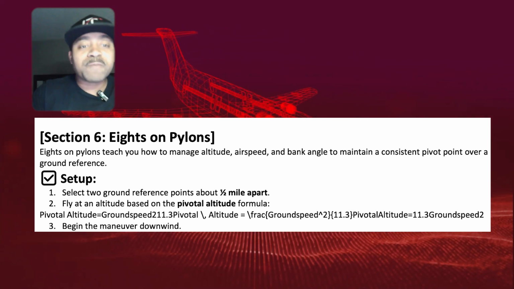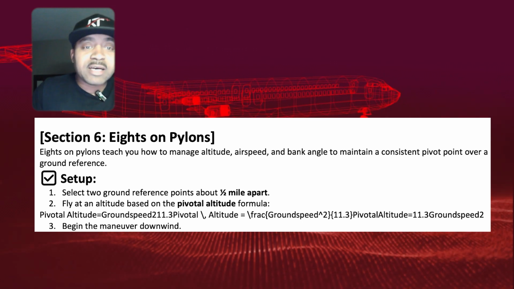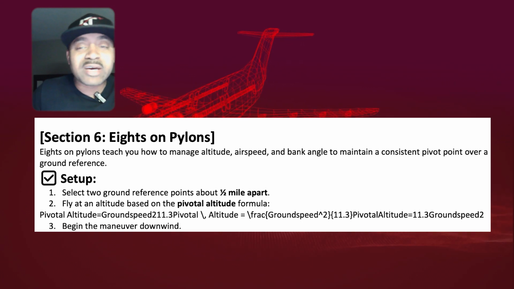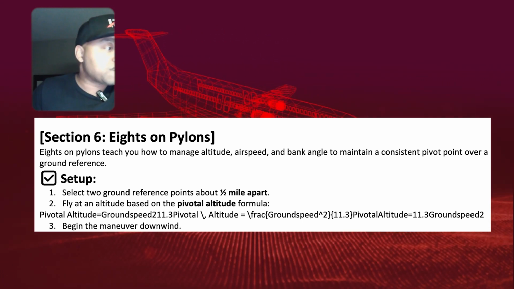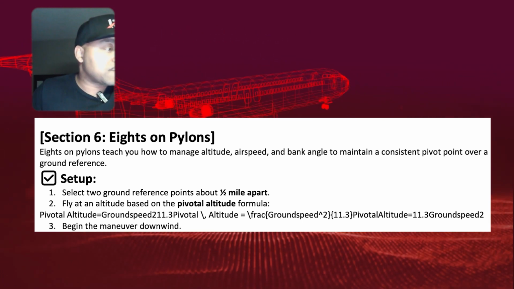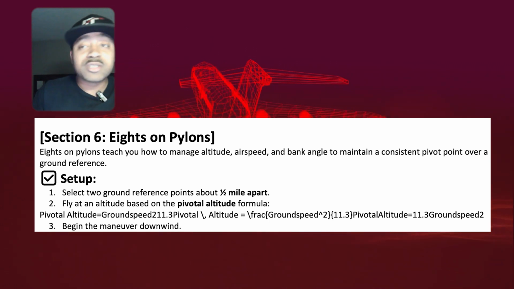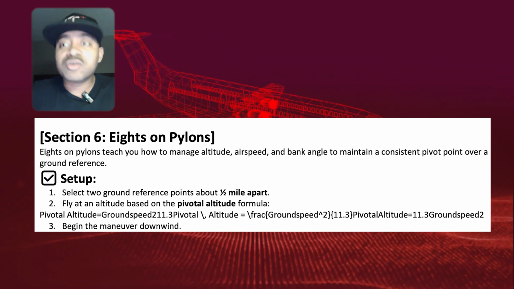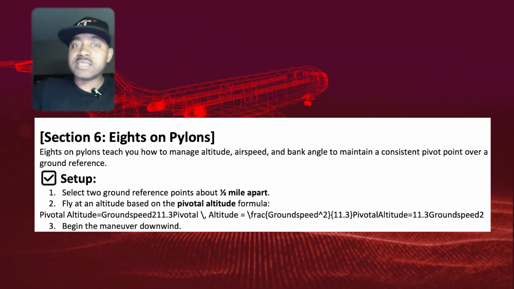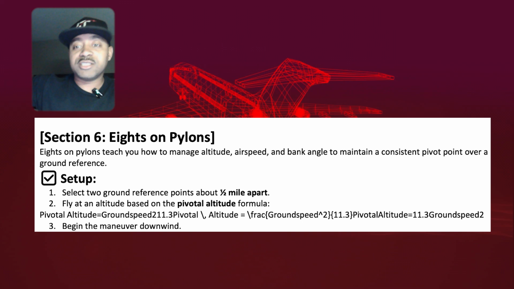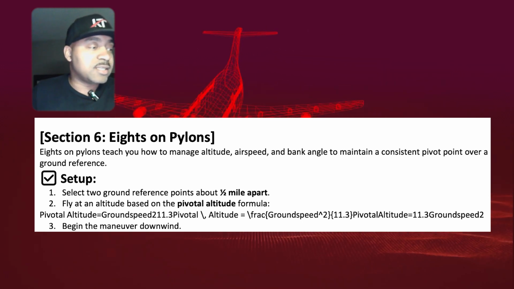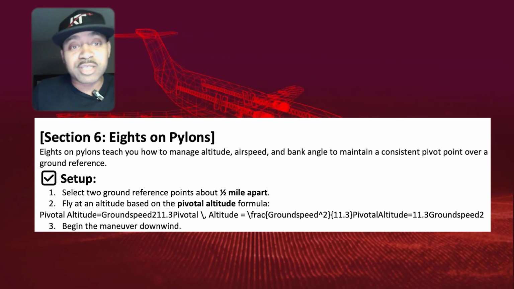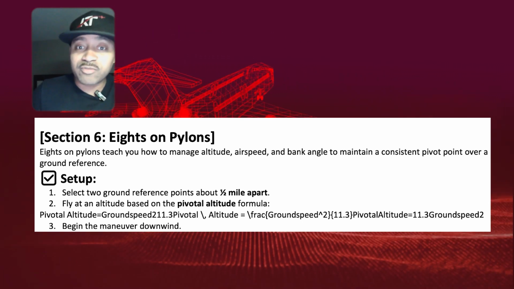And so to do this maneuver, you're going to set yourself up by finding two ground reference points about half a mile apart, something like that, and then fly that pivotal altitude that we just calculated. You begin with a shallow angular bank as you're going towards a beam, the point. Now with this maneuver, unlike turns around a point, you don't adjust your distance from a point by adjusting your bank. Instead, you use your pitch to adjust your ground speed, because you're changing the altitude to adjust how far you are from the point.